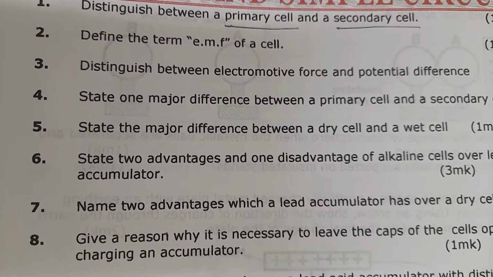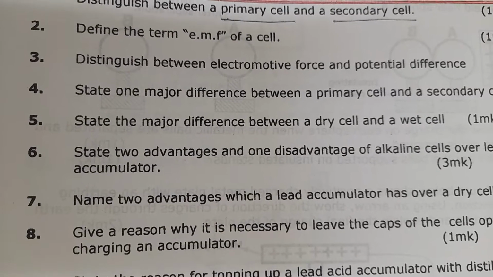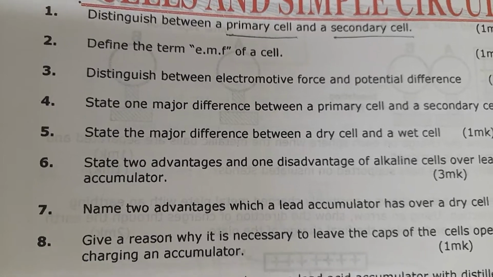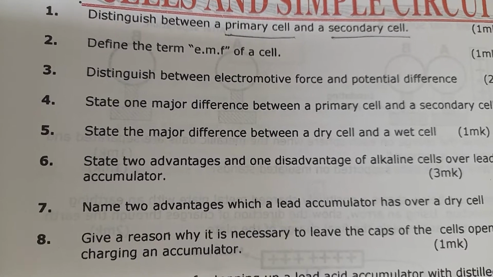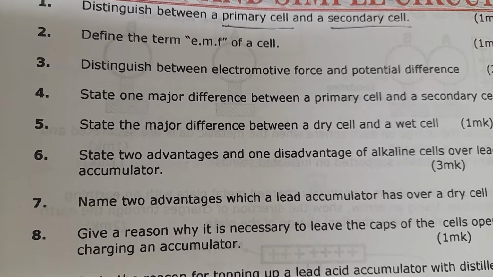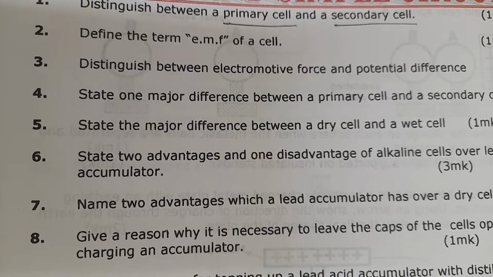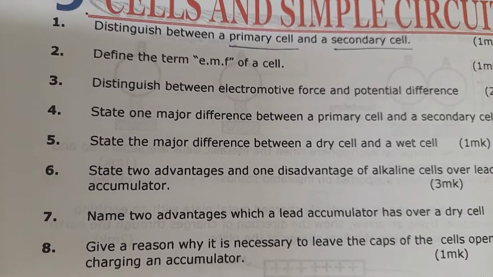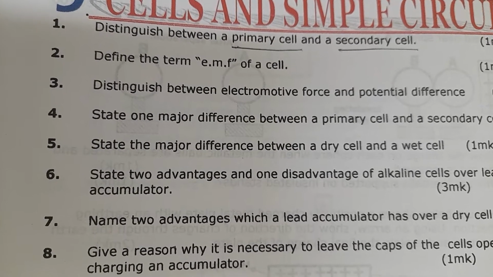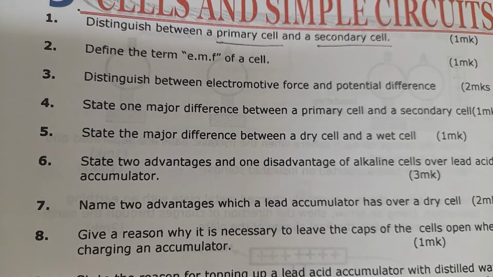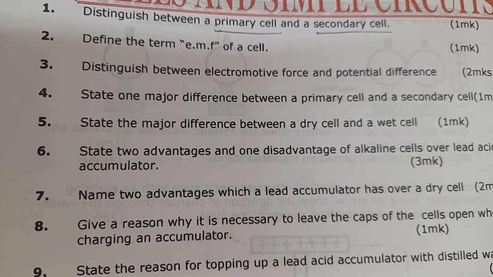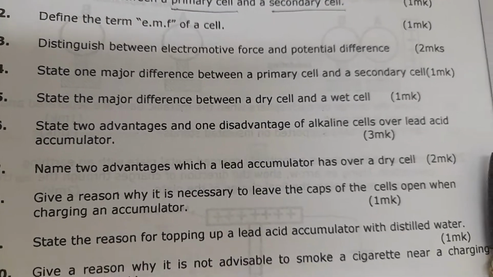Primary cells cannot be recharged after use, while secondary cells can be recharged, or we can say they are rechargeable. The other difference is that a small current can be drawn from primary cells, while a large current can be drawn from secondary cells. So those are the two differences which I would like you to know.